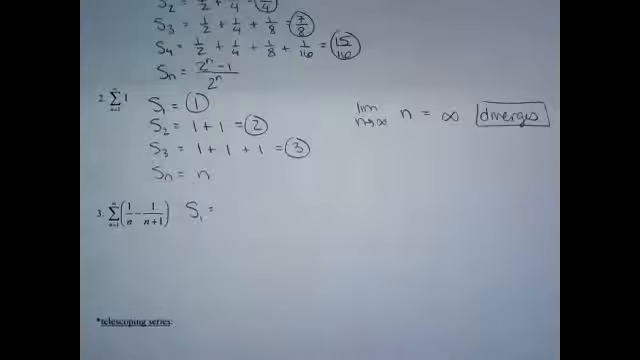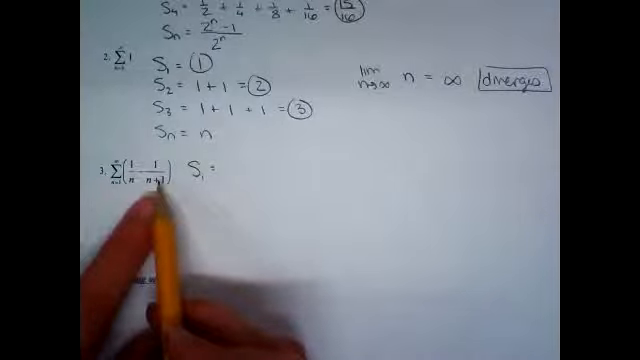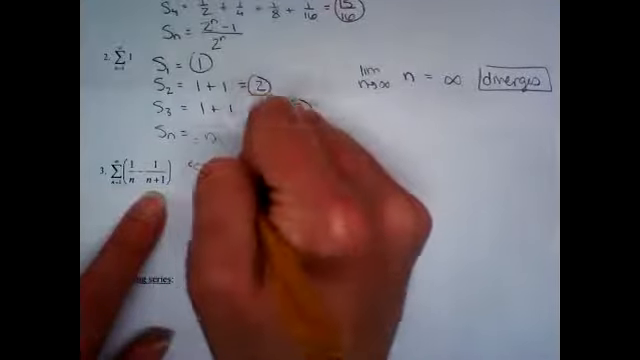So your first partial sum, we're going to plug in 1. So if we plug in 1, this would be 1 minus a half. So a half. Good.